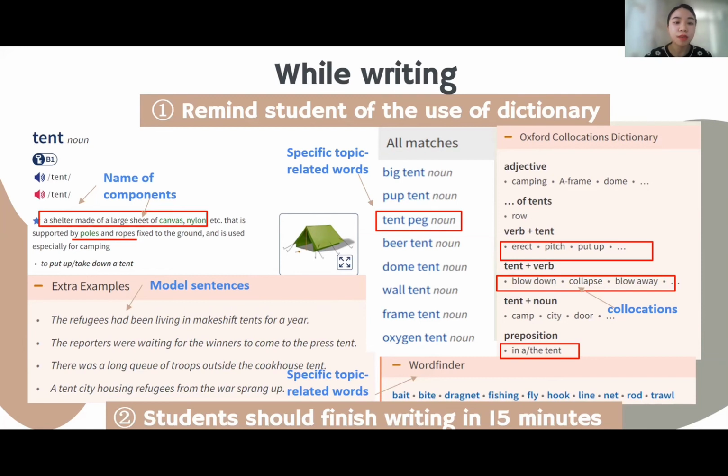What's more important, students can use the all matches column and word finders column to find more specific topic-related words, because the topic dictionary is sometimes too general, and students cannot use these words to describe the process of a specific task. Lastly, if students still cannot use these words to write a sentence, they can refer to extra examples for model sentences. And then students should use 15 minutes to write their own log.